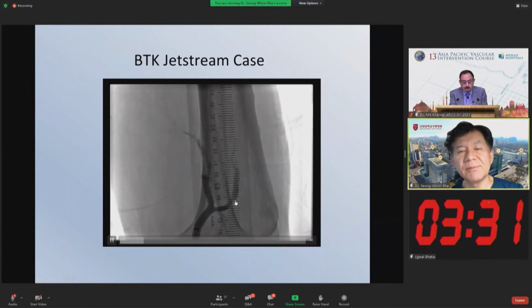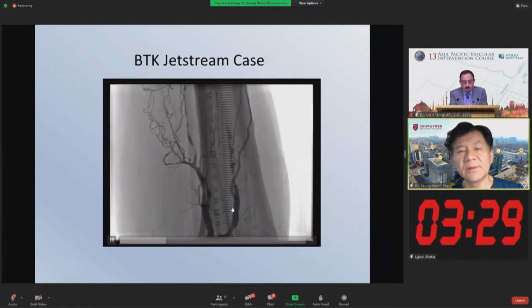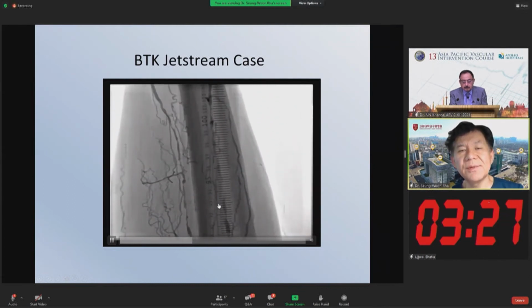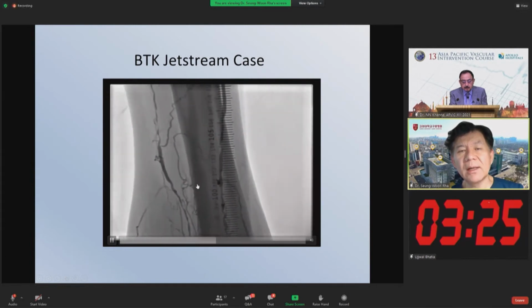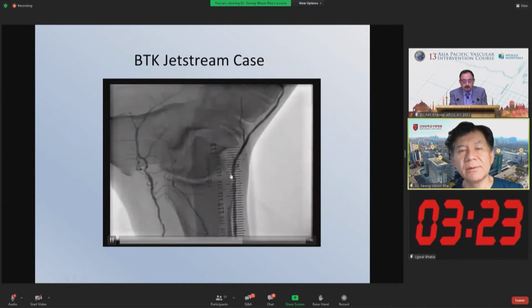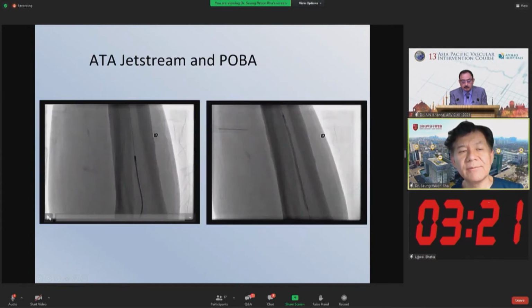This is before the Jetstreaming. You can see the post-tibial diffuse disease and the multifocal calcified region up to below the ankle. And this is after crossing the 14 wire, in a Jetstreaming, rotablating fashion. This is less strong than the rotablation.